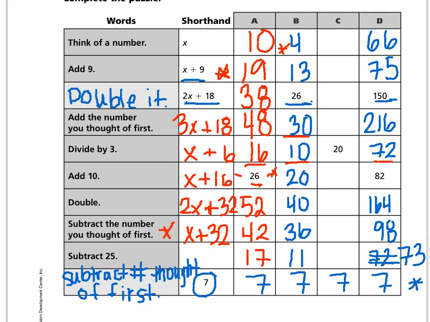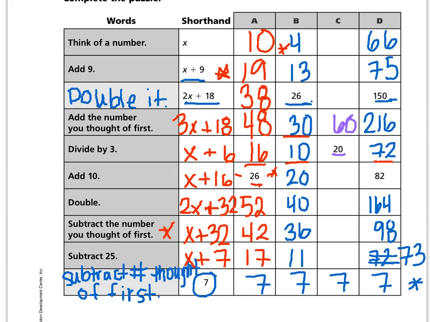So let's look at our bottom, where we're going to actually subtract 25. And you can actually see that it's going to be x plus 7, because 10 plus 7 is 17, 4 plus 7 is 11, 66 plus 7 is 73. We have one last column, letter C, that we're going to start filling in. Remember, we're going to start at the 20 though, and I'm going to work backwards. And I know that 20 and divide by 3, it needs to be the inverse since I'm going backwards, so multiply by 3, which would be 60.